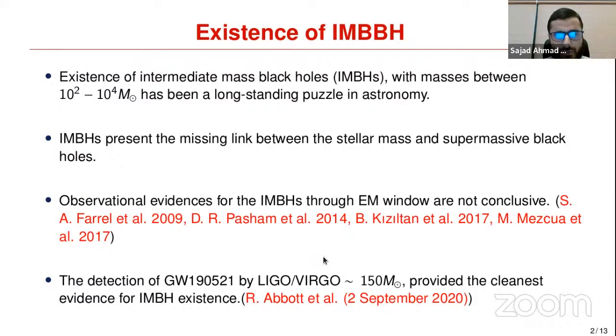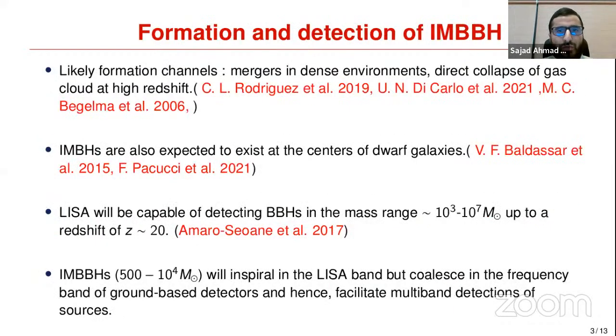The formation of these intermediate mass black holes can be explained by the repeated merger of component black holes. There are several likely formation channels. One is mergers in dense environments like nuclear star clusters and globular clusters, and they can also be formed by the direct collapse of gas clouds at higher redshift. Moreover, these black holes are expected to exist at the centers of dwarf galaxies.